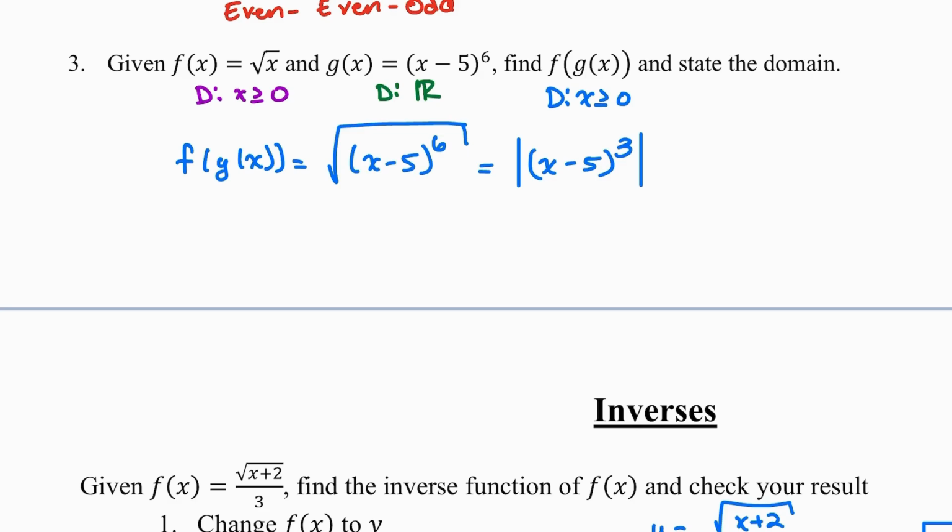So that's what even-odd tells you to do, is if you're taking an even root of an even power and getting an odd power, to guarantee that your answers are always going to be positive, you have to add absolute value bars.